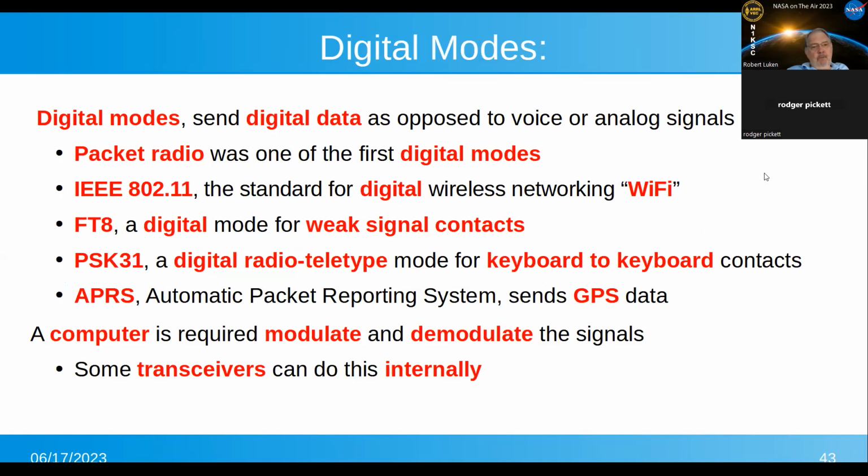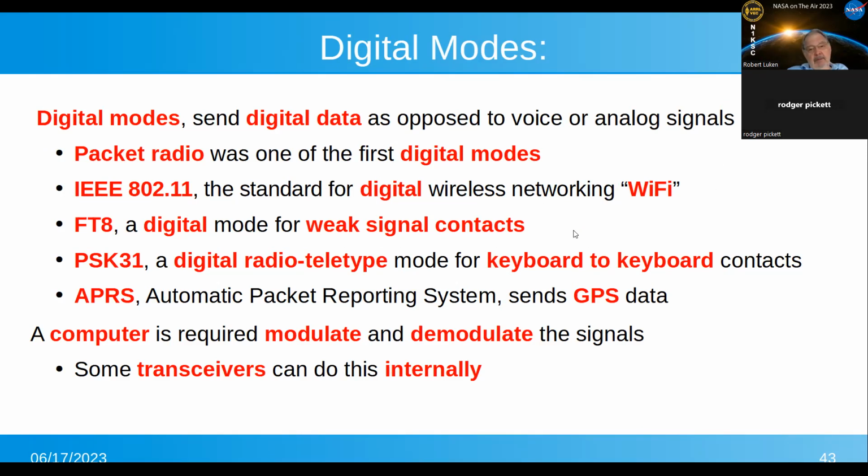Okay, digital modes allow us to send digital data as opposed to voice or some other sort of analog. Packet radio was one of the first digital modes. The 802.11 IEEE standard is for Wi-Fi, which you use all the time, and that's a digital mode, and it's actually a packet mode. It sends packets of information.